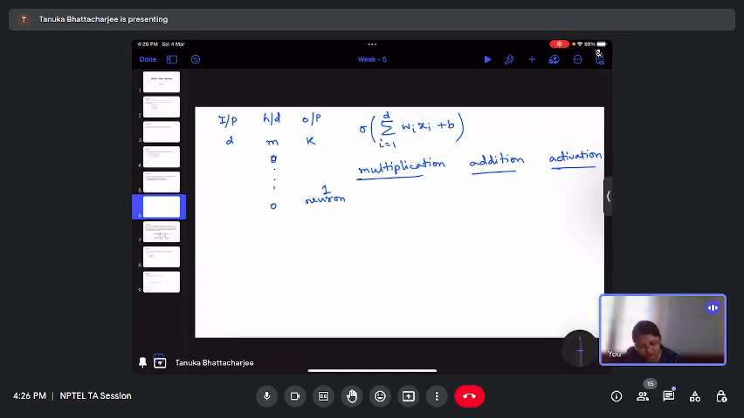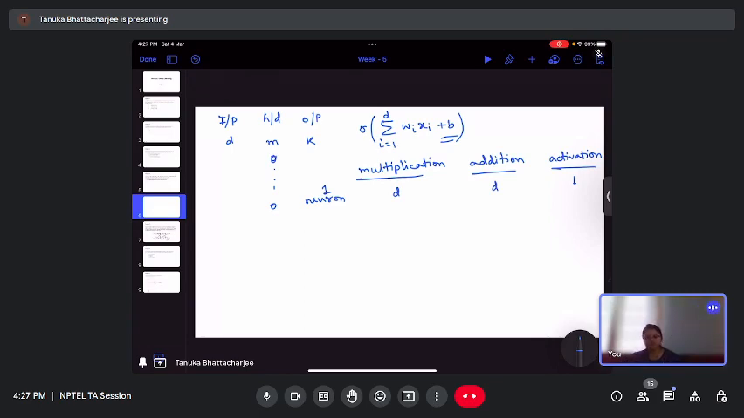So here you have D number of multiplications. Now how many additions? While adding these D number of wixi terms, you will have to do D minus 1 additions, and another addition is there for adding this bias term. So here also in total you have D number of additions, and you have a single activation function evaluation for one neuron. This is the case for a single neuron, the counts for the different operations.